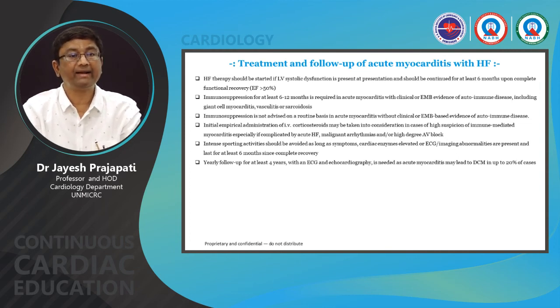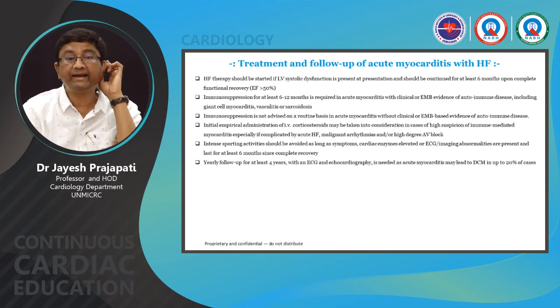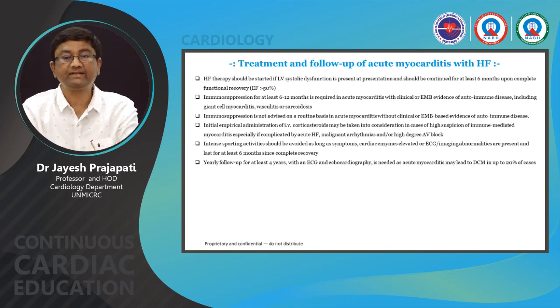So initial empirical administration of steroid may be taken into consideration in case of high suspicion of immune mediated myocarditis, especially complicated by acute heart failure, malignant arrhythmia, high degree AV block. So if inflammatory things are there, like ESR is elevated, AV block is there, or myocardial edema is there on MRI, you should give steroid.